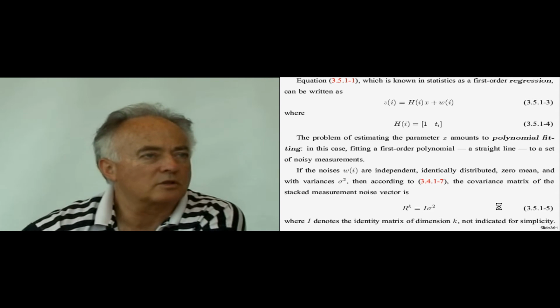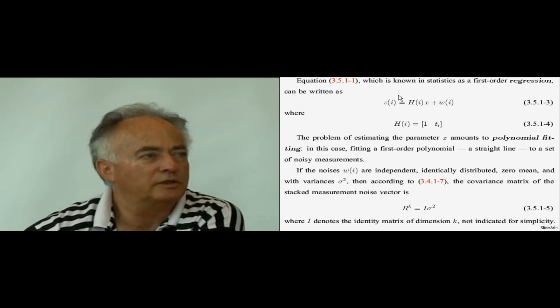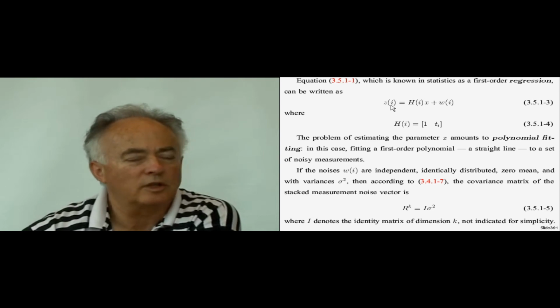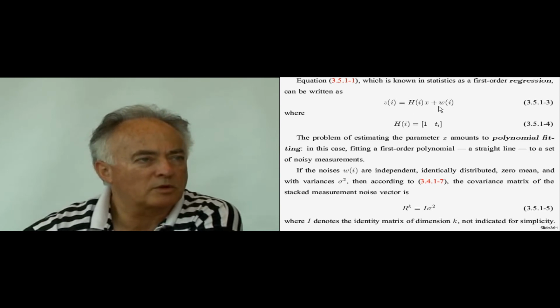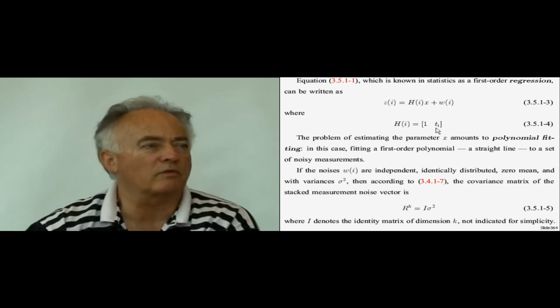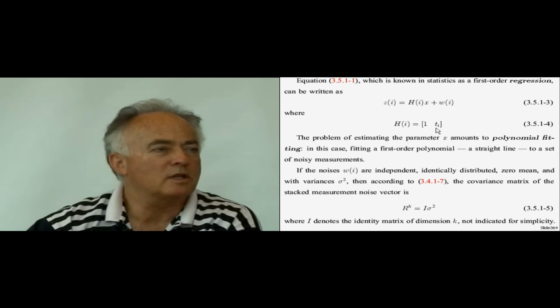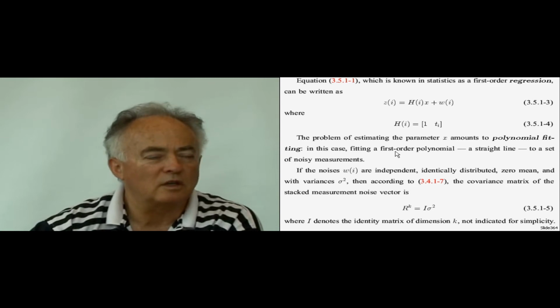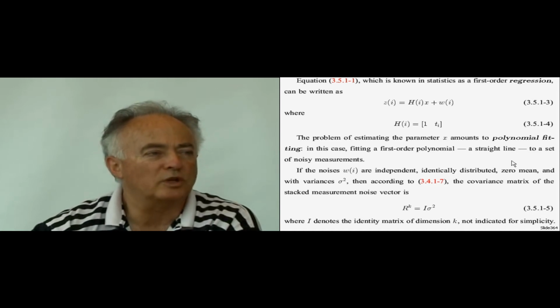In statistics, this is known as a first-order regression, and we can write it in a compact form that will lead us to a least squares solution: zi is h of i times x plus wi, where h of i is [1, ti], so this is a two-dimensional vector. What we are really doing is trying to estimate the parameter x, or to do a polynomial fitting, and in this case it is a first-order polynomial, a straight line, to a set of noisy measurements.